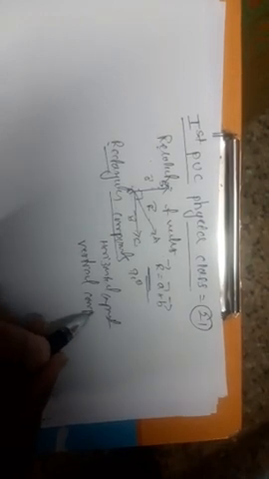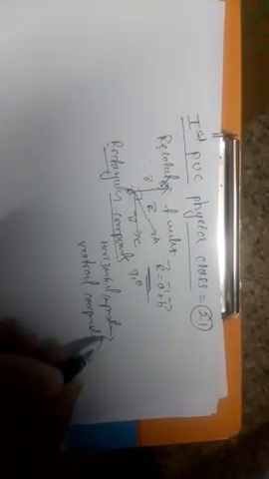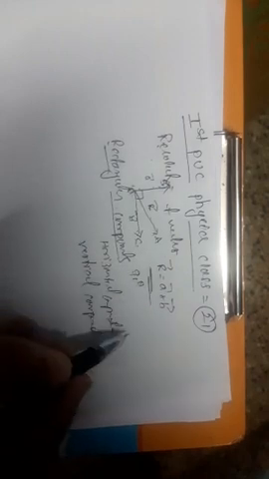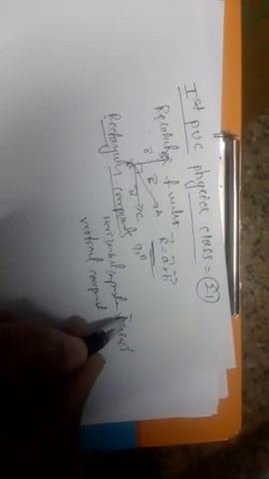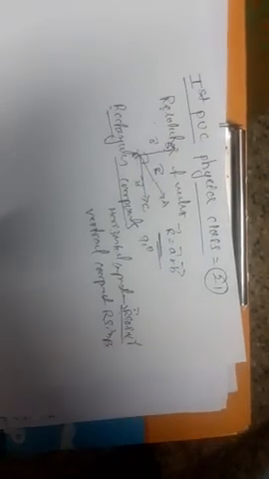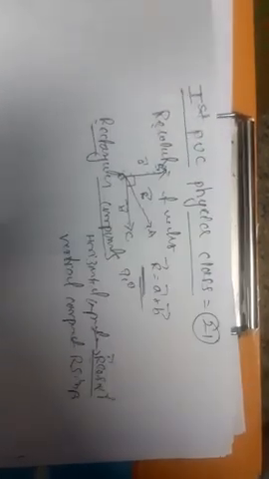The horizontal component: the resolution of a vector is R, at an angle alpha, so the component is R cos alpha i cap. The vertical component is R sin beta. Alpha and beta are the angles. That is the concept of rectangular components.